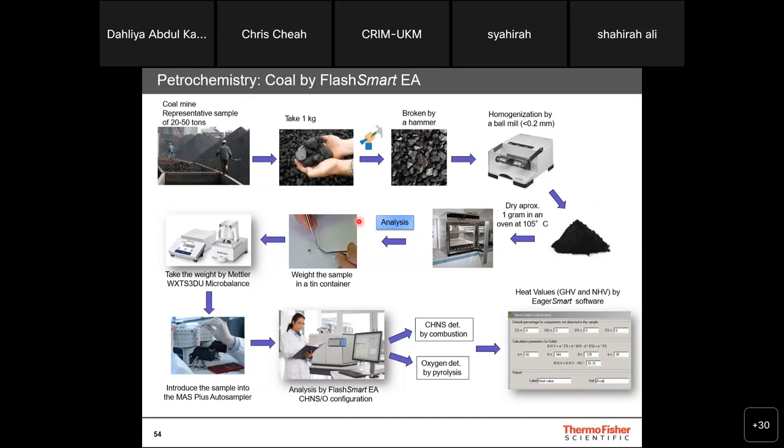Afterwards, we go to the same process where we weigh the solid sample into a tin capsule, put it on top of the autosampler, and analyze. CHNS by combustion, oxygen by pyrolysis. Okay, so this is the workflow for solid samples for petrochemistry.